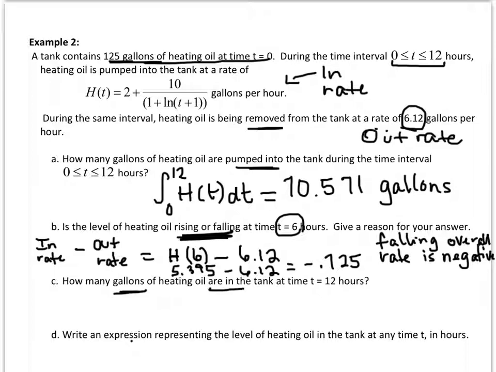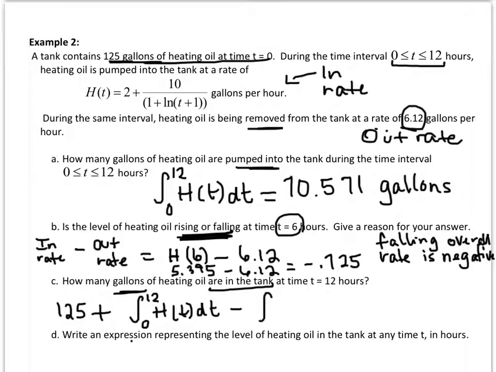Part C, how many gallons of heating oil are in the tank at t is 12? So that's an amount question. I need to then kind of scan through for what I know about the amount of heating oil. And I know that there was 125 gallons to start with. And then I have to consider how much has come in and how much has gone out over the 12-hour period. I'm going to integrate to figure out how much has come in because my in is a rate function.